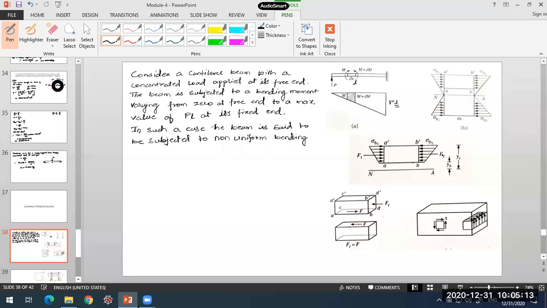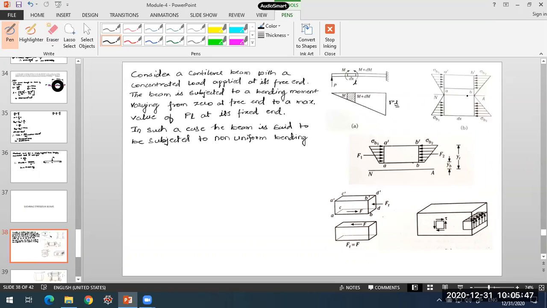So under such a situation, what happens actually in the cross section here? This is the cross section that has been taken here. So the bending stress variation you can see. It can be represented like this also, in the way we took the diagram earlier. Both are the same, the only thing is the nature of stresses is different. On one side it will be tension, on the other side it will be compression. So when you have such non-uniform bending in beams, what happens actually?